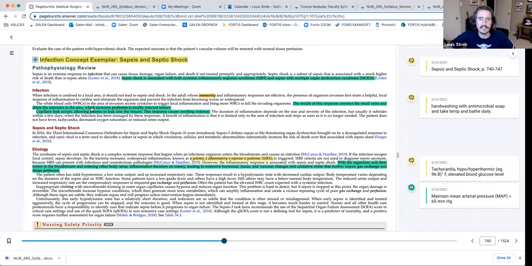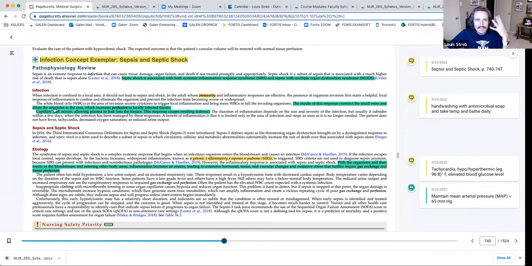Shock is shock. It doesn't matter what causes it. The end result is the same. How you treat it is dependent upon the type of shock. If it's hypovolemic shock, you replace the volume. If it's distributive shock, you figure out how to distribute better. If it's obstructive shock, you do a pericardiocentesis or whatever. So on this one, we have to first identify what the problem is.